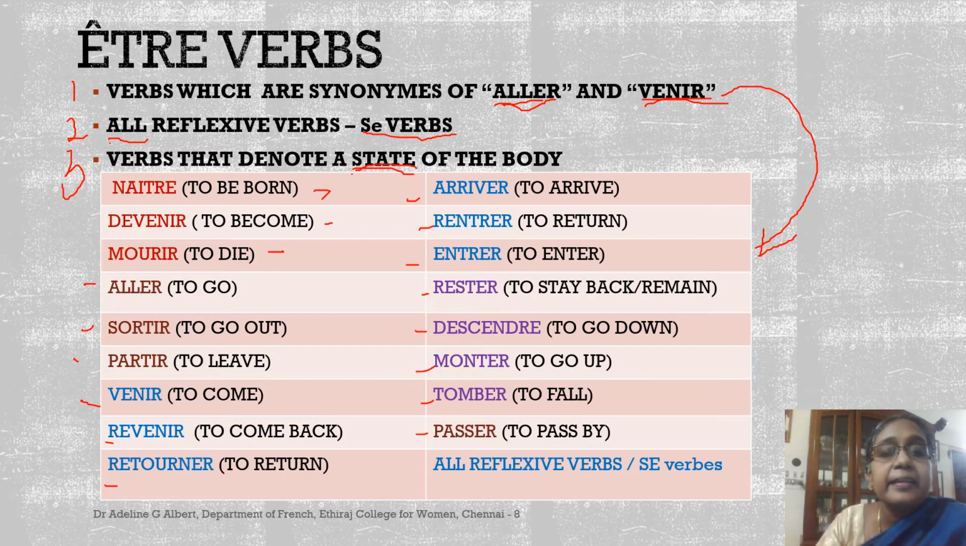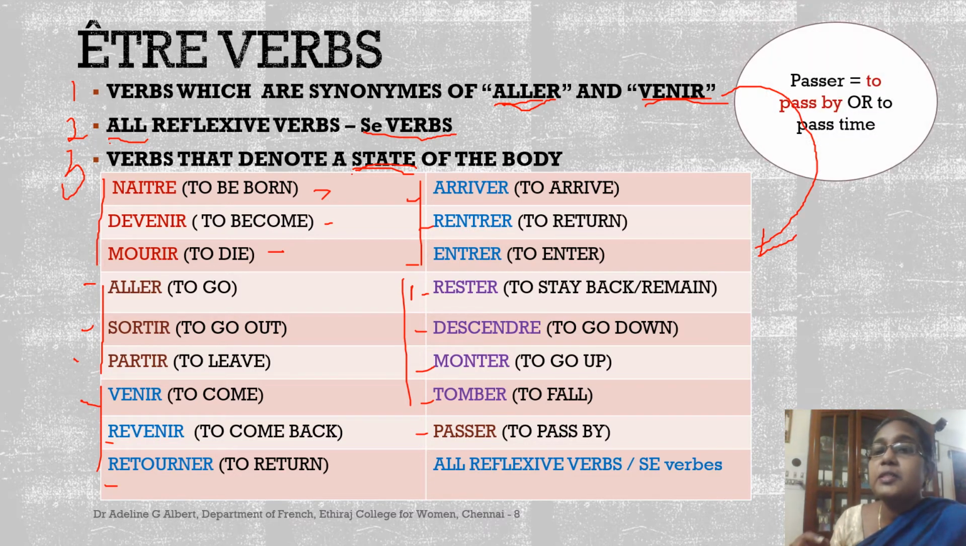Remember, they can be a state: naître, devenir, mourir. You can add rester here if you want. They can be synonyms of aller: sortir, partir. They can be synonyms of venir: revenir, retourner, arriver, rentrer, entrer. Think of a mountain. You either remain at the bottom, you go up, you come down, or you fall. Alright? Passé is a bit special.